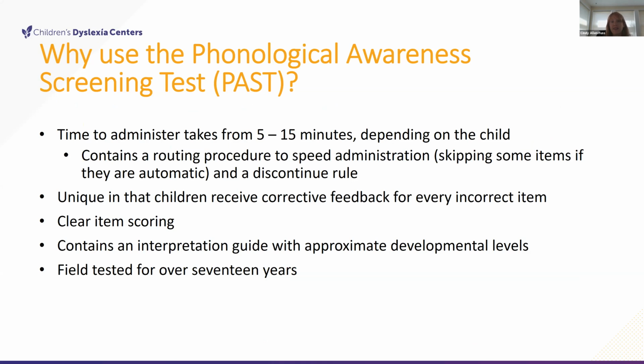There's a routing procedure that speeds administration, so you can skip some of the items if the child is automatic. And there's a discontinue rule. So if the child continues to make mistakes, you're going to stop. You're not going to continue the test.